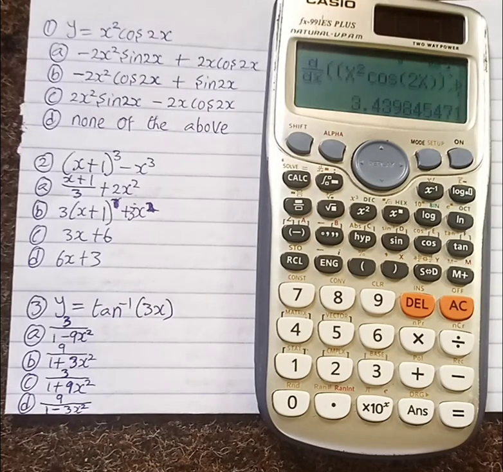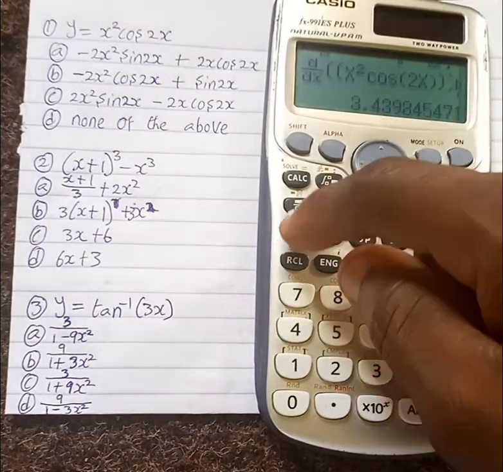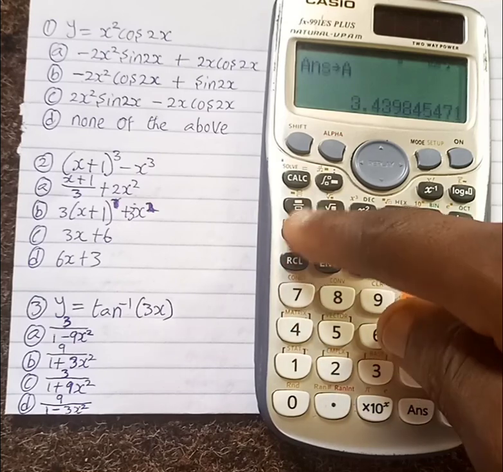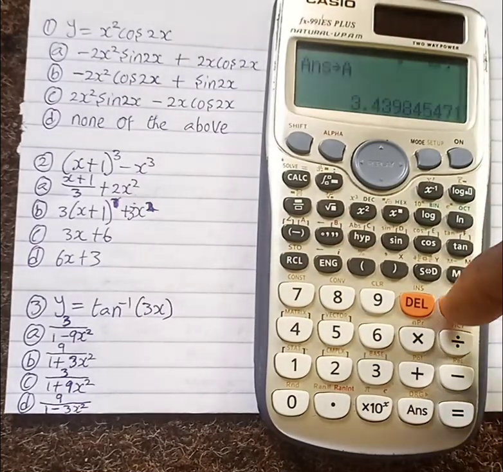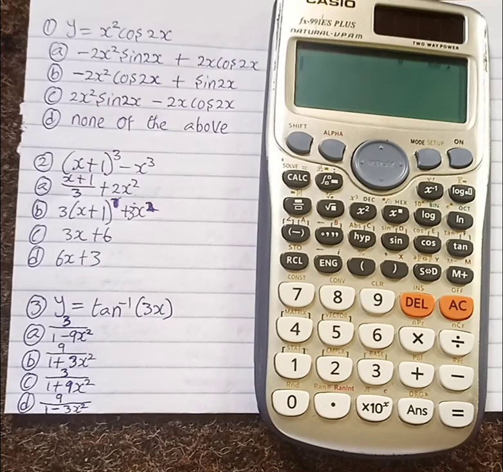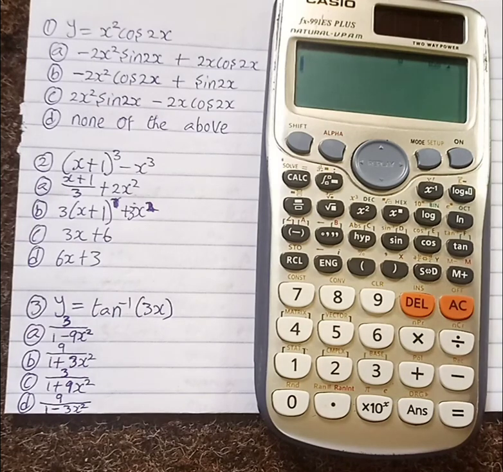So the next step you're going to take is to save this answer as A. How do we do it? You press shift, press STO, press A. You see A above that STO. That means you have saved this answer as A. Press equals, and then press AC. Then the next step is to try the options here. After trying the options, you divide by A. And the one that gives equals to 1 is the correct answer.